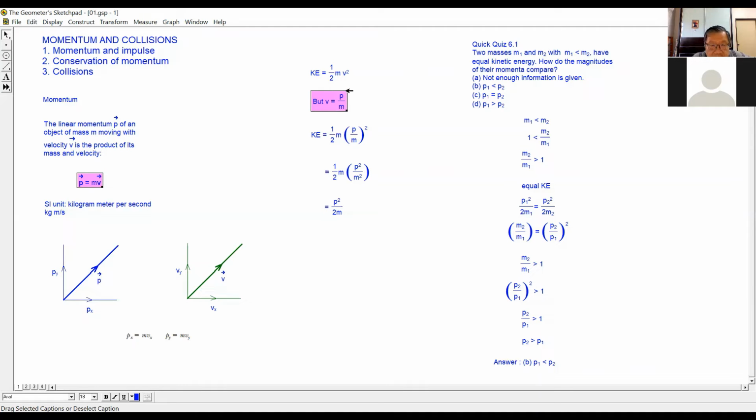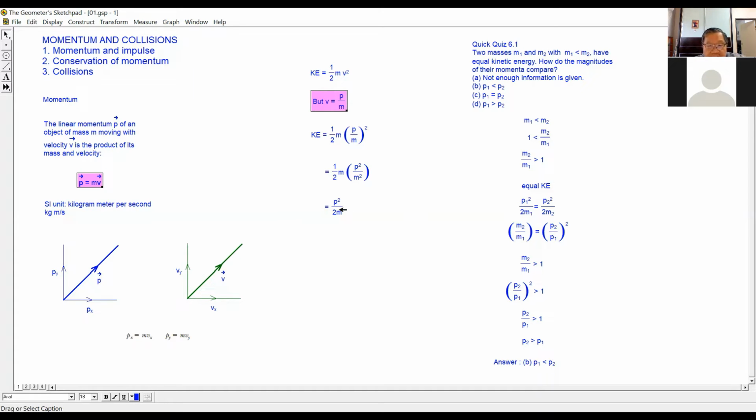Using this relationship, we substitute into the v squared here. So the kinetic energy is half m v squared. This is v squared. So it becomes p squared over m squared. One of the m can cancel off, and the kinetic energy is the momentum squared divided by 2m, where m is the mass of the object.